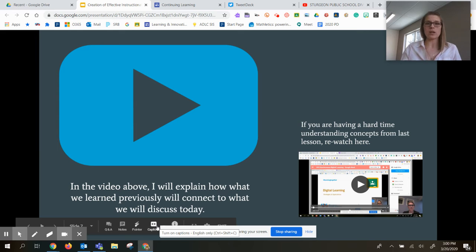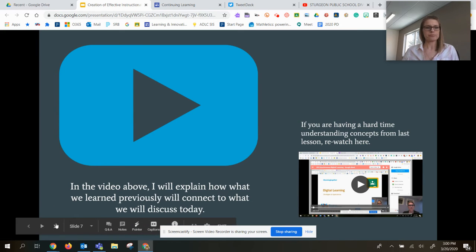So in this one slide, I'm not only creating the connection between past and today, but I am also giving the kids an opportunity to go back to previous learning if they don't quite remember what it is. And so just giving them that access point.